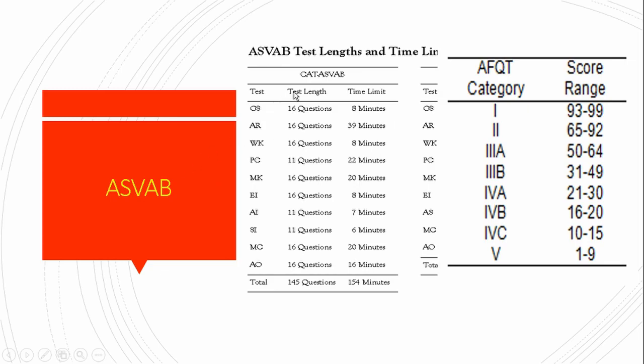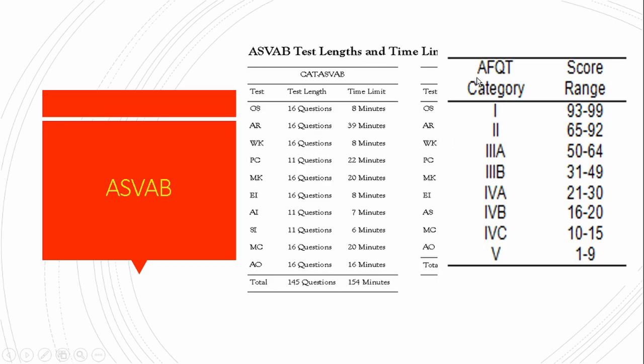First, I want to point out the ASVAB is a computer adaptive test for which you'll have 154 minutes to complete 145 questions. In addition to receiving a line score for each of its 10 subtests, you'll also receive what's called an AFQT score. AFQT, of course, stands for Armed Forces Qualification Test, and it's the score that says, yes, this person's qualified to join the military, or no, this person's not qualified to join the military.